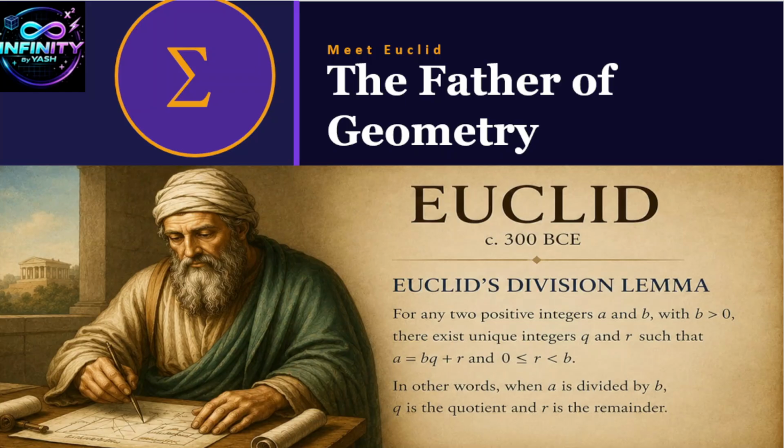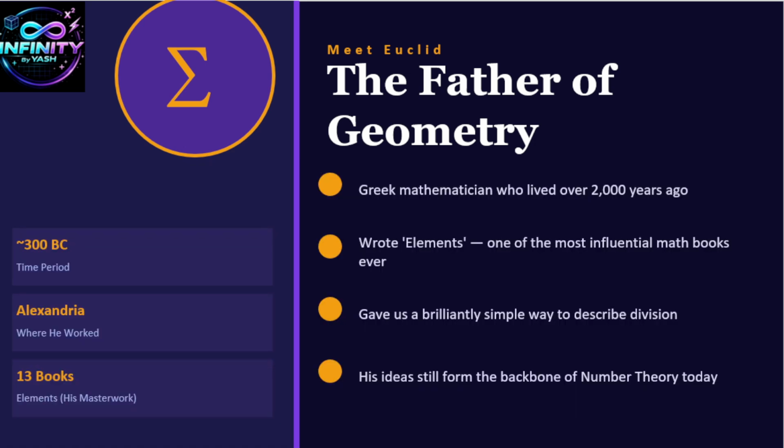Euclid was a Greek mathematician who lived over 2000 years ago, and guess what? He gave us a brilliant, simple way to describe division. And his idea still forms the backbone of number theory today. Let me explain the theory.